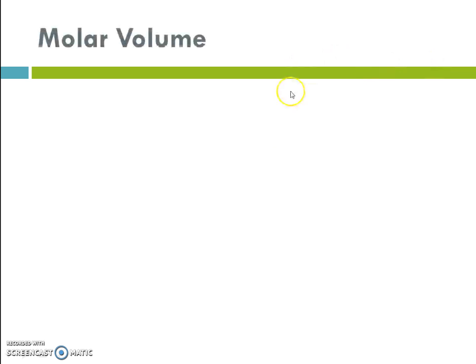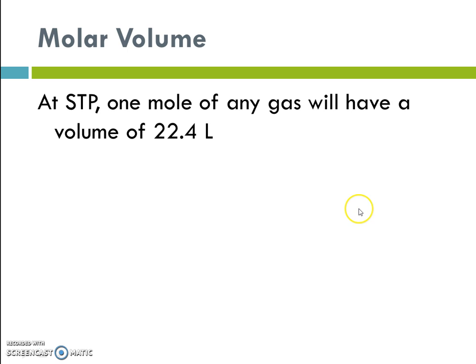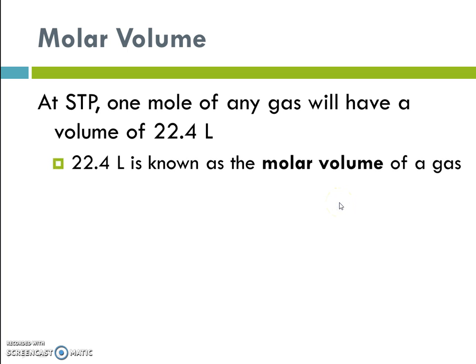So molar volume is this: at STP, 1 mole of any gas occupies a volume of 22.4 liters. We call that the molar volume of a gas. So 22.4 liters is also known as the molar volume of a gas.